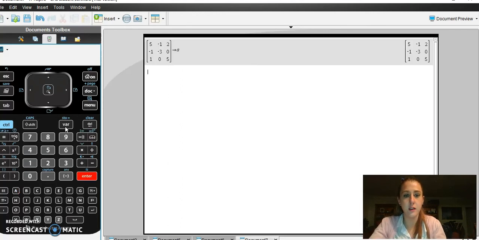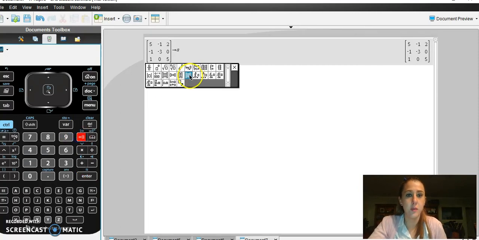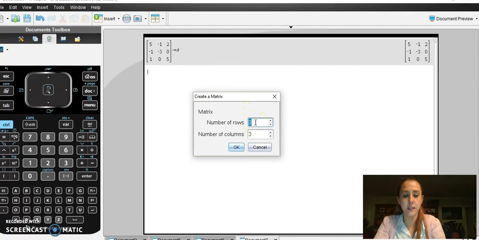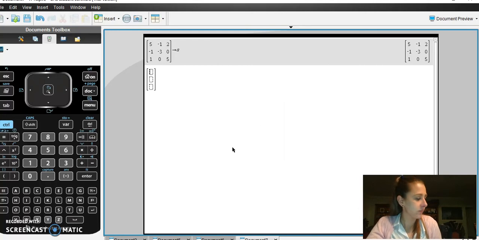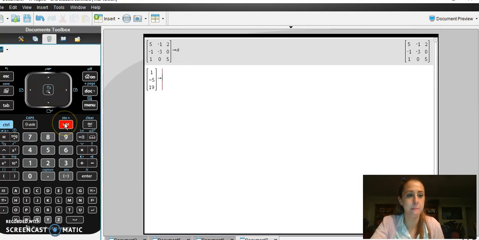Slow computers tonight. Excellent. So I've got my A in there. My next matrix was, of course, my C matrix, which was my answer matrix. So opening that up again, and that was a 3 row by 1 column, and that was 1, -5, and 19. And that one I'm going to save under C. So I've got both of my matrices saved in my calculator now.